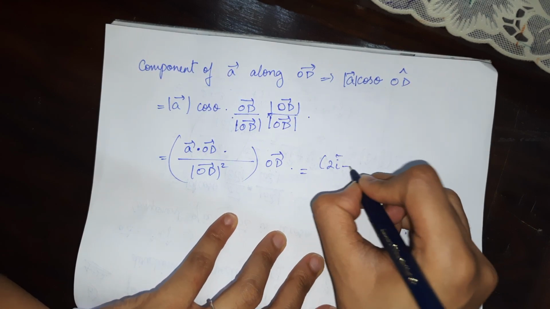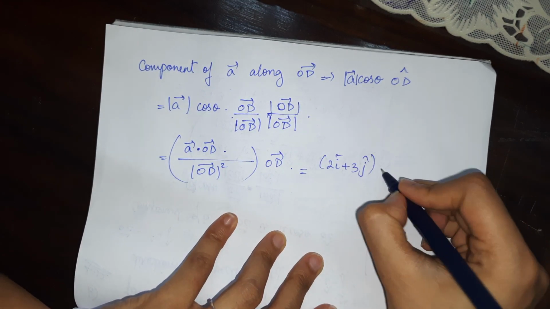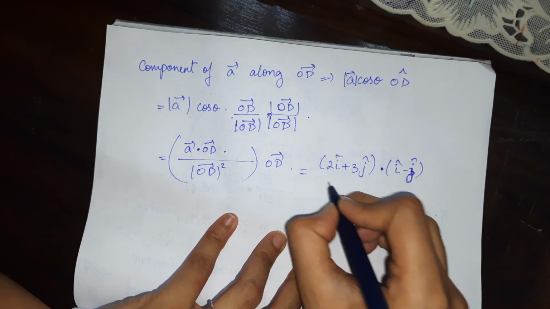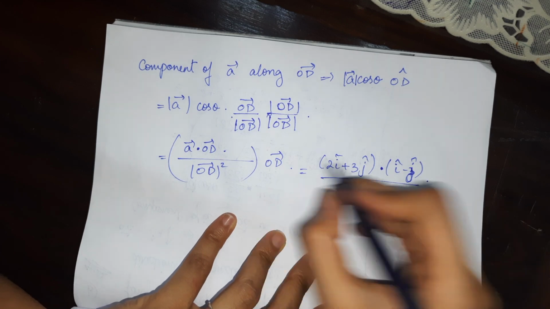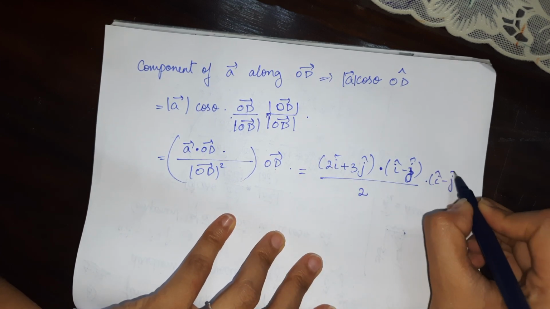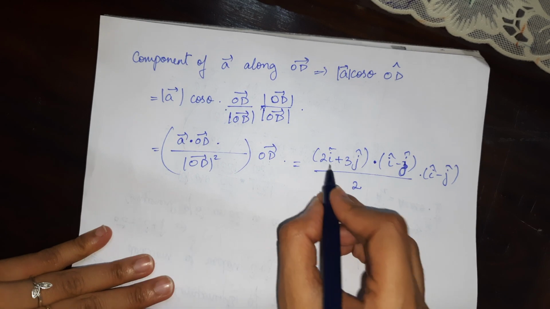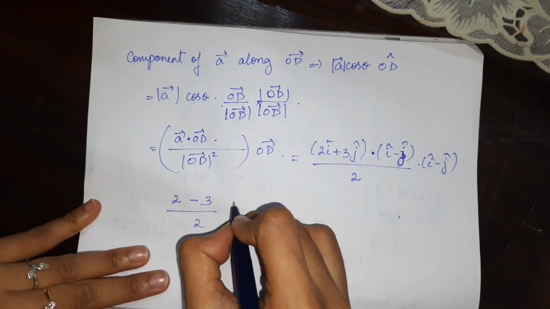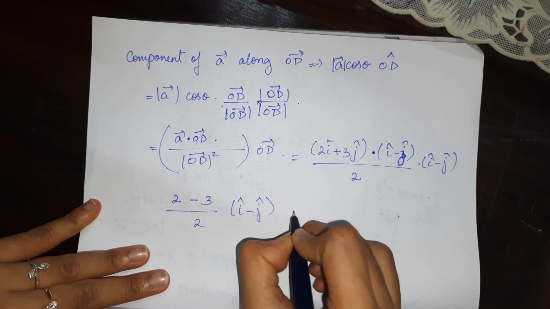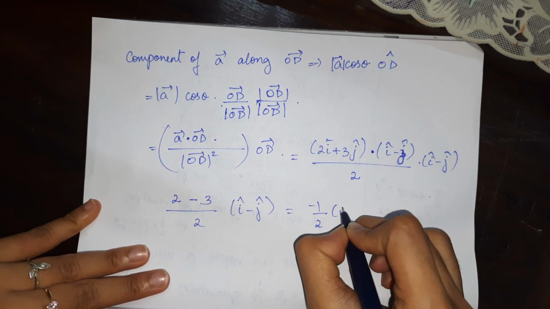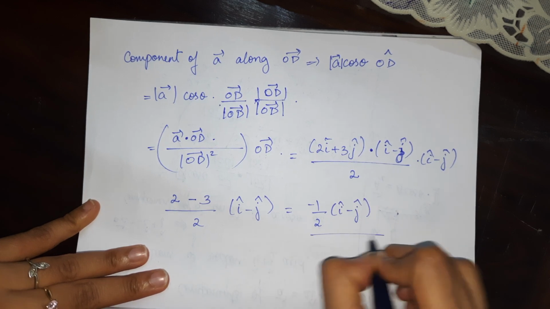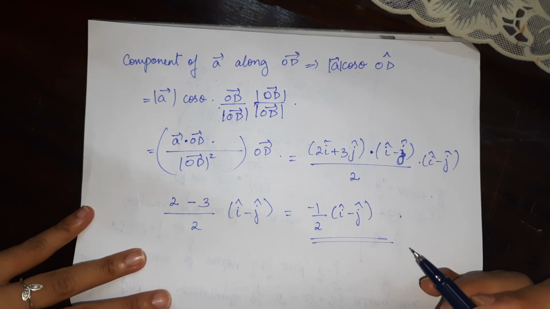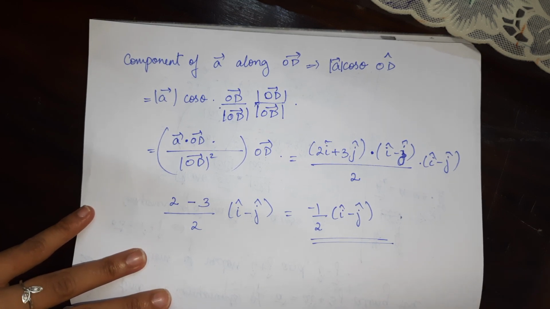So (2i cap plus 3j cap) dot (i cap minus j cap) divided by 2, into what is OD vector? It is i cap minus j cap. So 2 into 1, so 2 minus 3, divided by 2 into (i cap minus j cap). So that is equal to minus 1 by 2 into (i cap minus j cap). So this is the component of A along i cap minus j cap. That is it. So it is the answer.